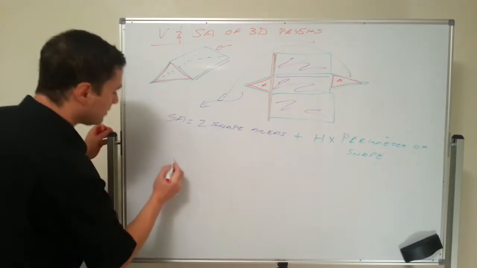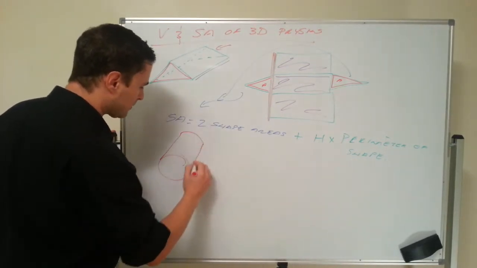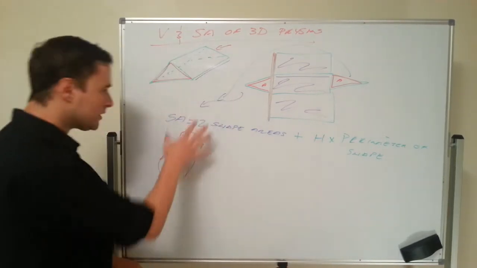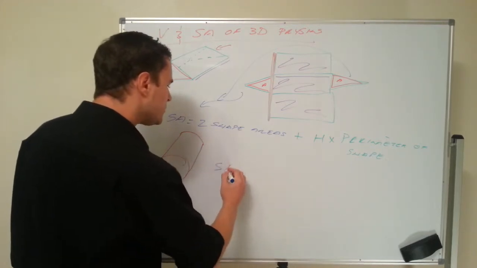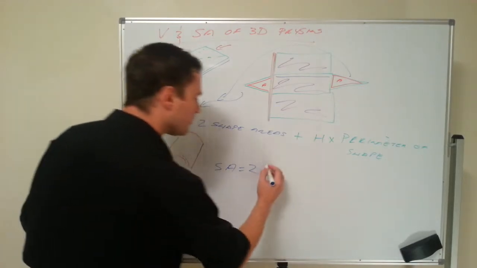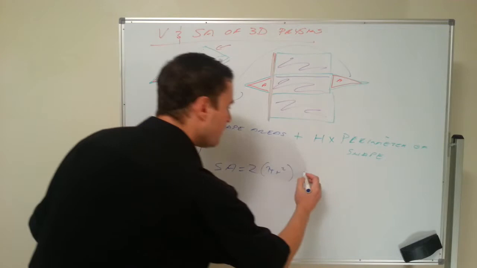Let's take a look at this. How about this guy, right? So let's take a look at a cylinder. What's the surface area of a cylinder? Well, let's think about it. The surface area of a cylinder, let's create it from this idea, so you don't have to learn a formula every single time. The surface area equals two shape areas, so two circles. What's the area of a circle? Pi r squared. Fantastic, that's the area of a circle.